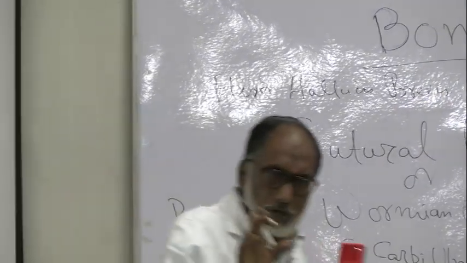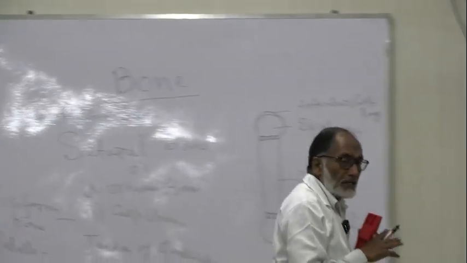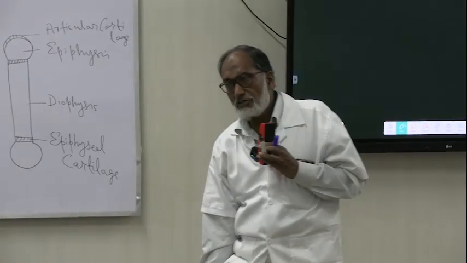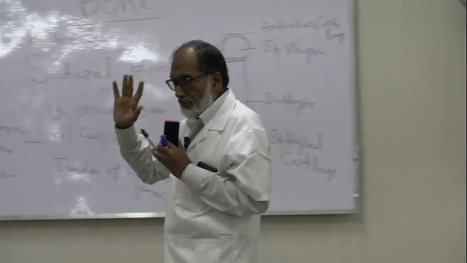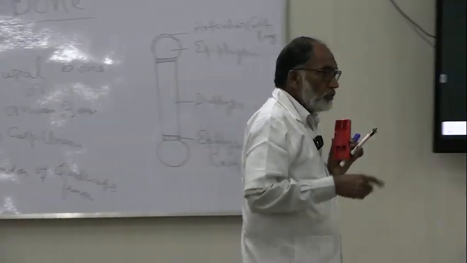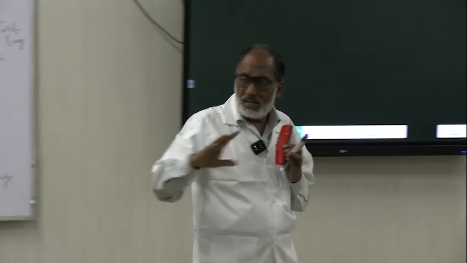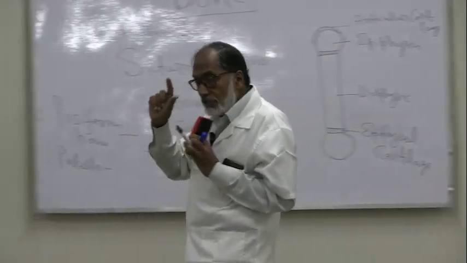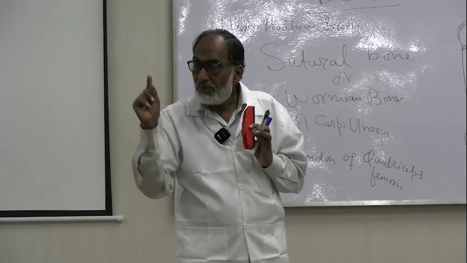I will give you three or four such examples. Another sesamoid bone is present at the lateral head of the gastrocnemius. There is a muscle here called gastrocnemius. You will learn the muscles later; for now it is new to you. That is called the lateral head of the gastrocnemius. This sesamoid bone is known as fabella.